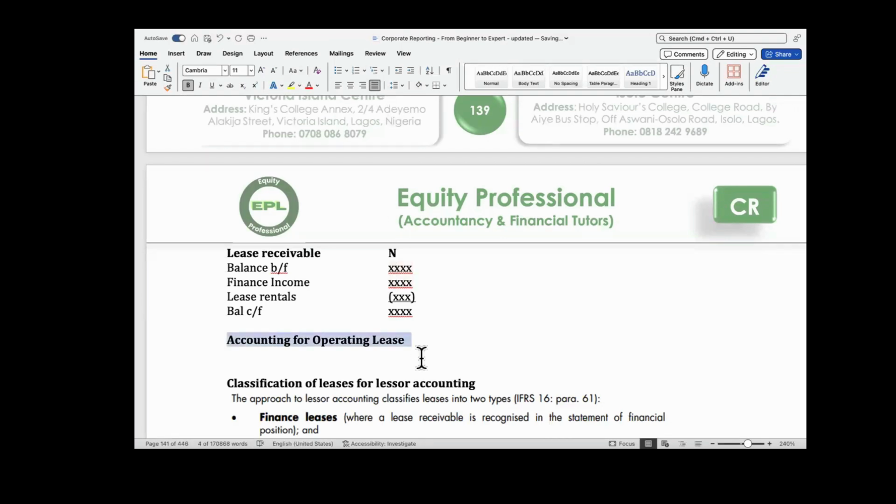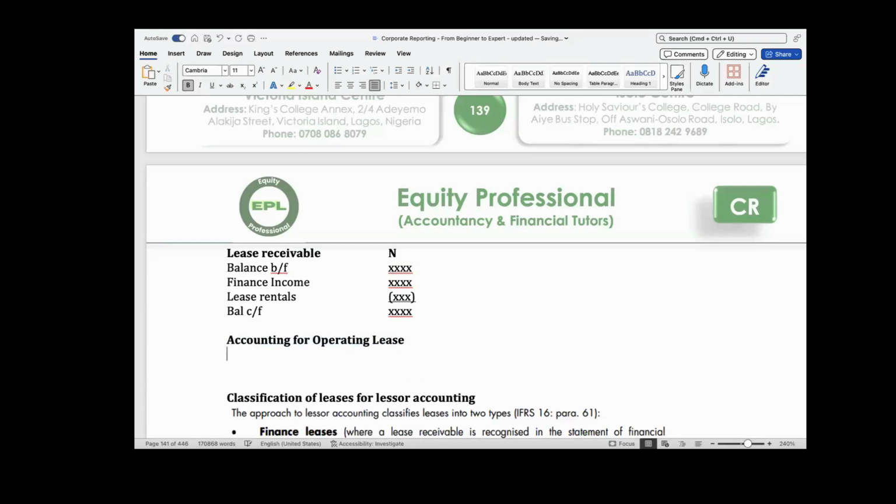Okay, good. Now, for operating lease, you see, for this one, the lessor did not transfer risk and reward. So the asset still remains in his books. He won't touch the asset. Even though he has leased out the asset, it remains in his books. So the only accounting issue here is just the rent. Rent is collecting. You just need to recognize it to P&L.